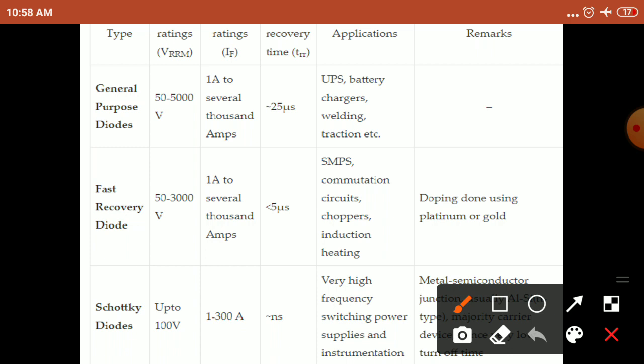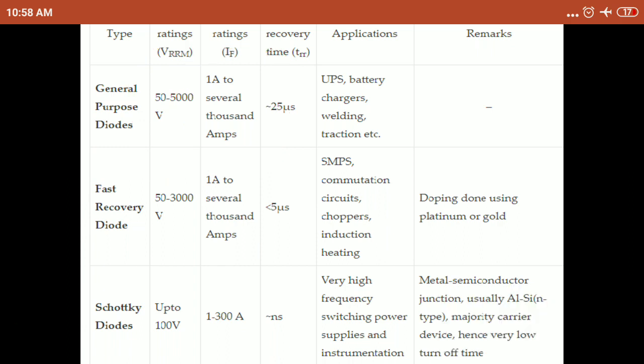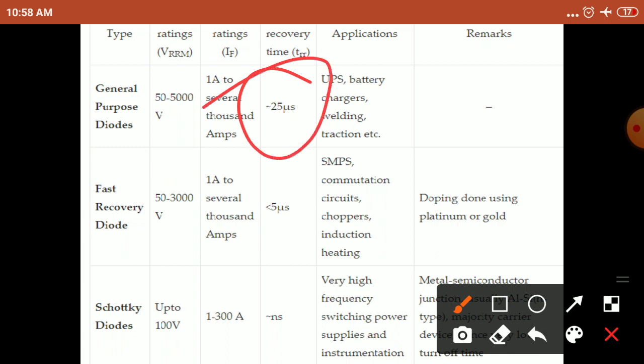General purpose diodes: the voltage rating is from 50 up to 5000 volts. The current is 1 ampere to several thousand amperes. It is not mentioned exactly, but it can handle several thousand amperes. The recovery time is also mentioned here, up to 25 microseconds.